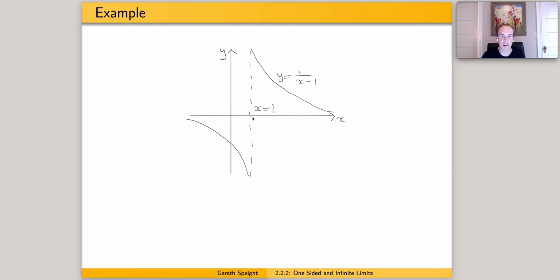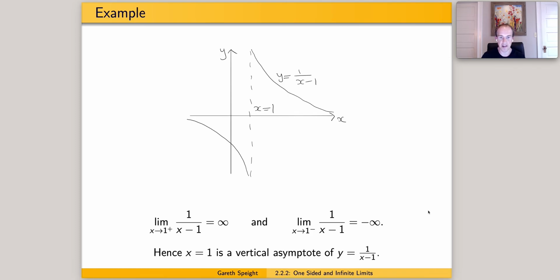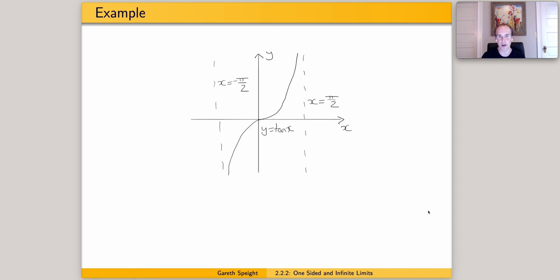In this case, the limit as x tends to 1 from the right is infinity. The limit as x tends to 1 from the left is minus infinity. Even if we just had one of these, we don't have to have two of them, that would be saying that the line x equals 1 is a vertical asymptote to the curve. Hence x equals 1 is a vertical asymptote to y equals 1 over x minus 1. Okay, here is another example.